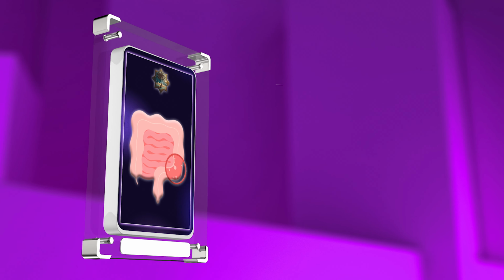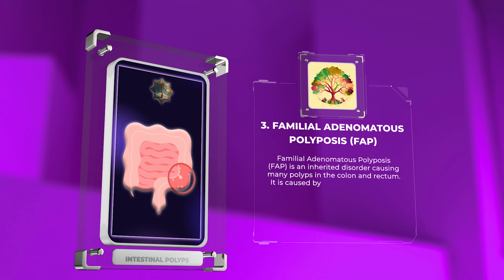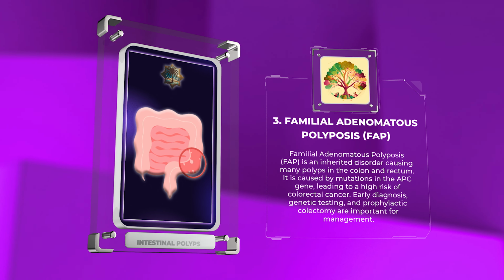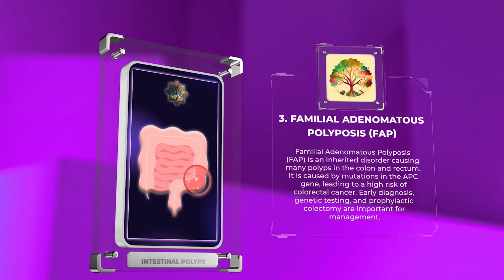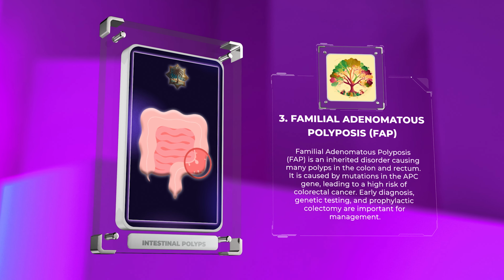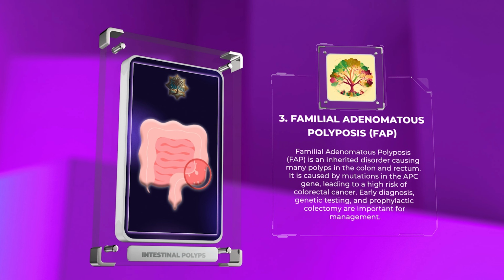Familial adenomatous polyposis, FAP, is an inherited disorder causing many polyps in the colon and rectum. It is caused by mutations in the APC gene, leading to a high risk of colorectal cancer. Early diagnosis, genetic testing, and prophylactic colectomy are important for management.